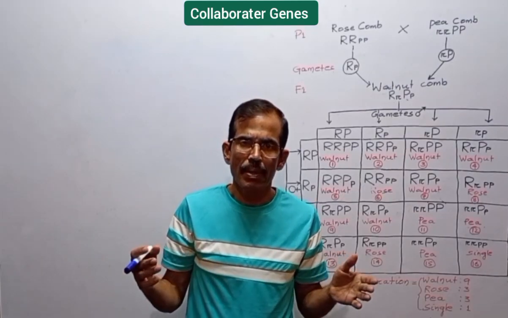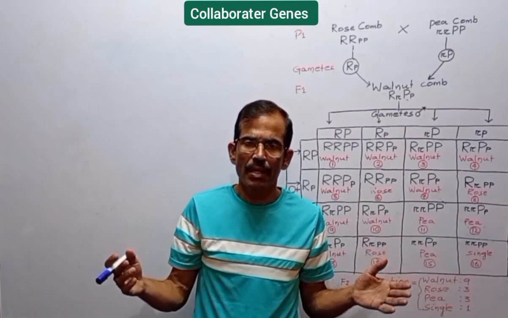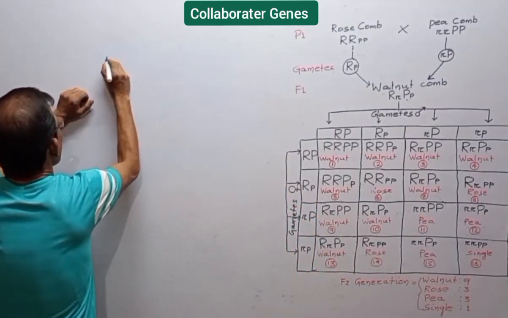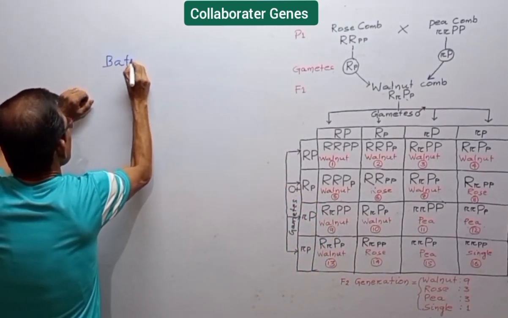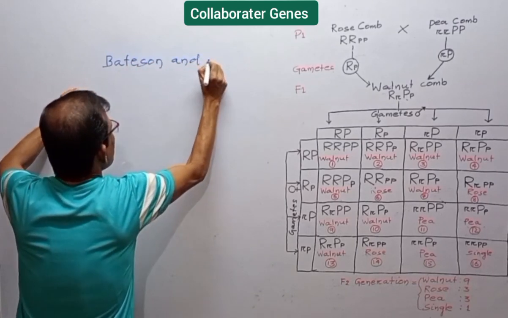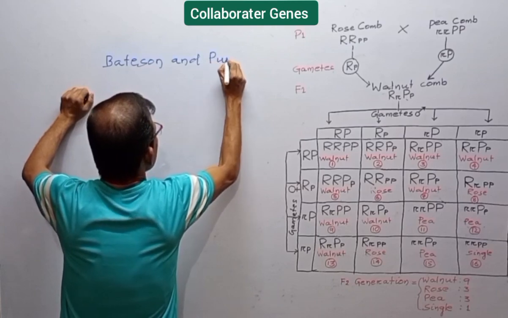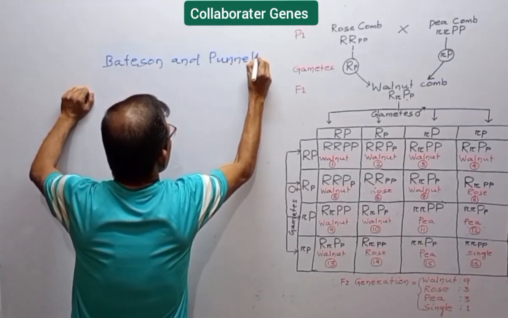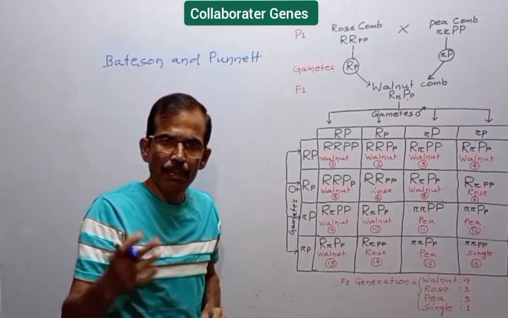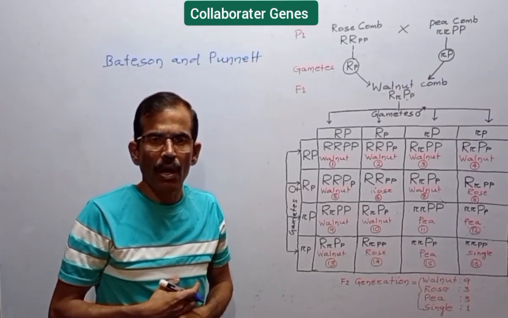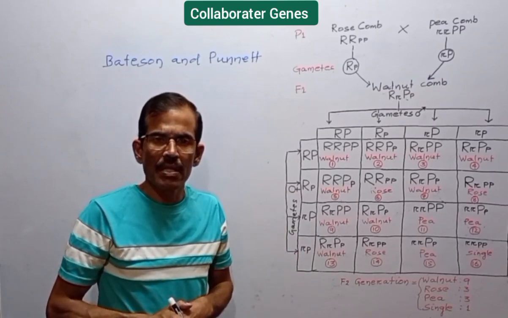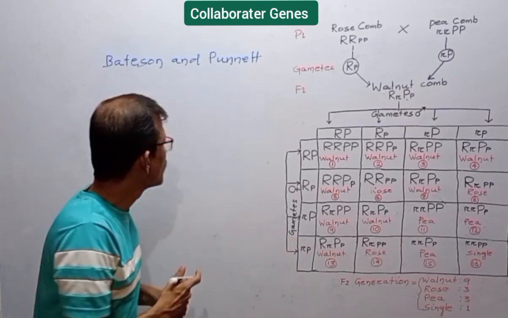Some of the first evidence that a trait can be influenced by more than one gene was obtained by Bateson and Punnett from breeding experiments with chickens. Domestic breeds of chickens have different comb shapes. Combs are fleshy red-colored outgrowths present on the top of a chicken's head.